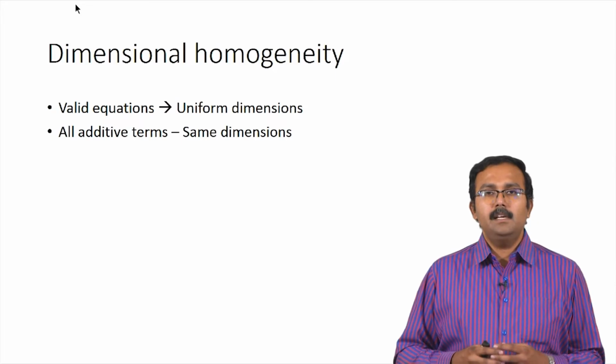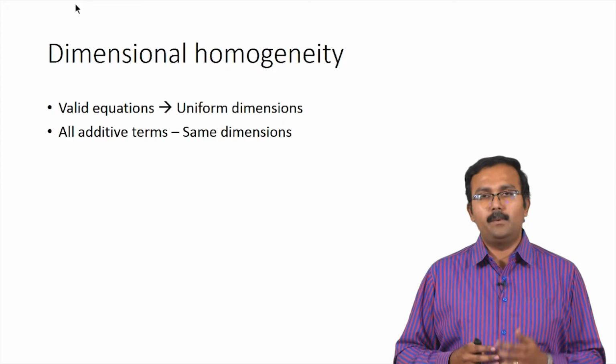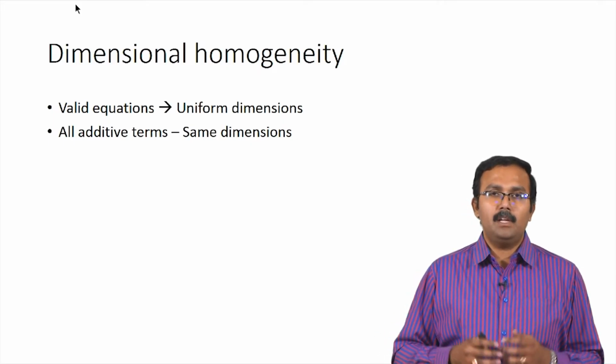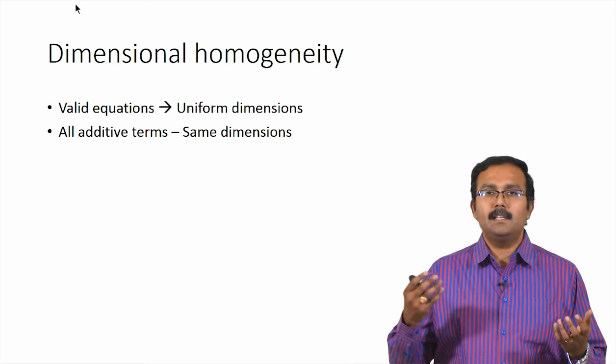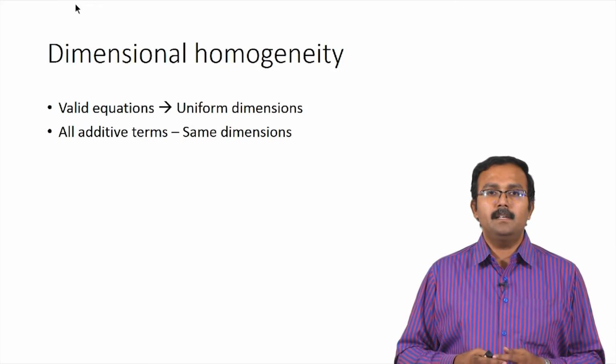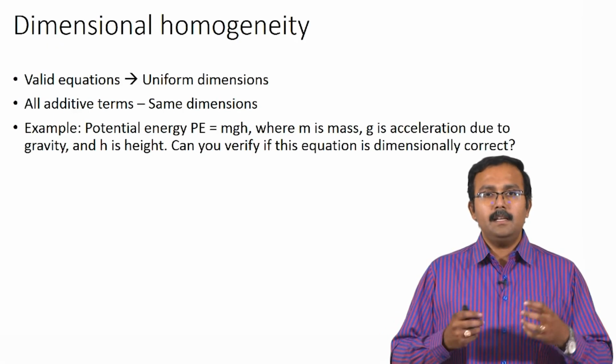Dimensional homogeneity is something which needs to be verified and valid for every equation. All valid equations would have uniform dimensions. By that what I mean is the left hand side of an equation and the right hand side of the equation should have the same dimensions. Another important parameter is all additive terms in an equation need to have the same dimensions. Here is an example problem.